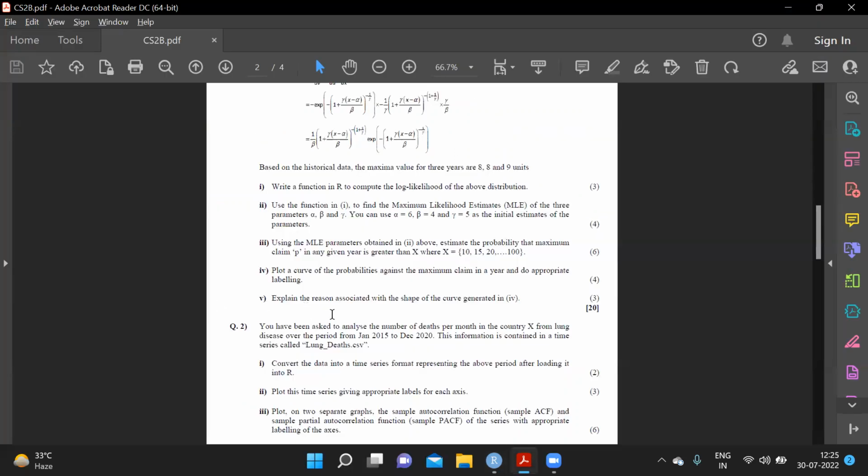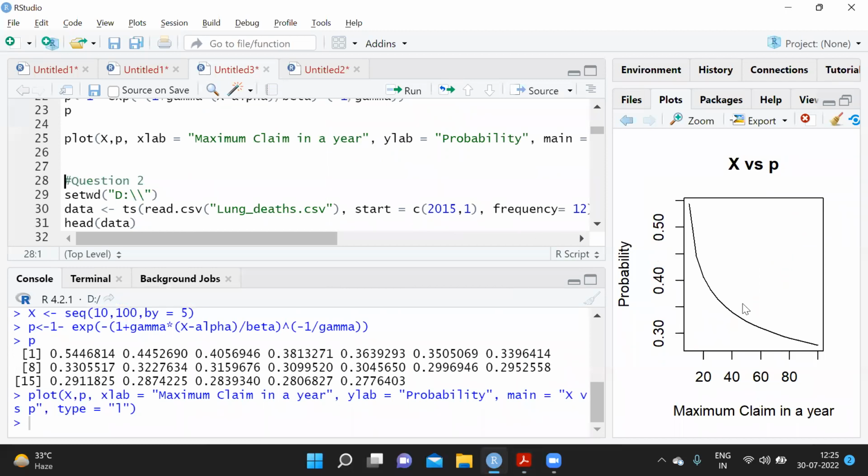Then we explain the reason associated with the shape of the curve generated in part 4. This is an exponential type of curve. The GEV distribution already has an exponential type of term in it, so the exponential term causes the curve to have this shape. Also, as X increases, the probability of a maximum claim in a year decreases.